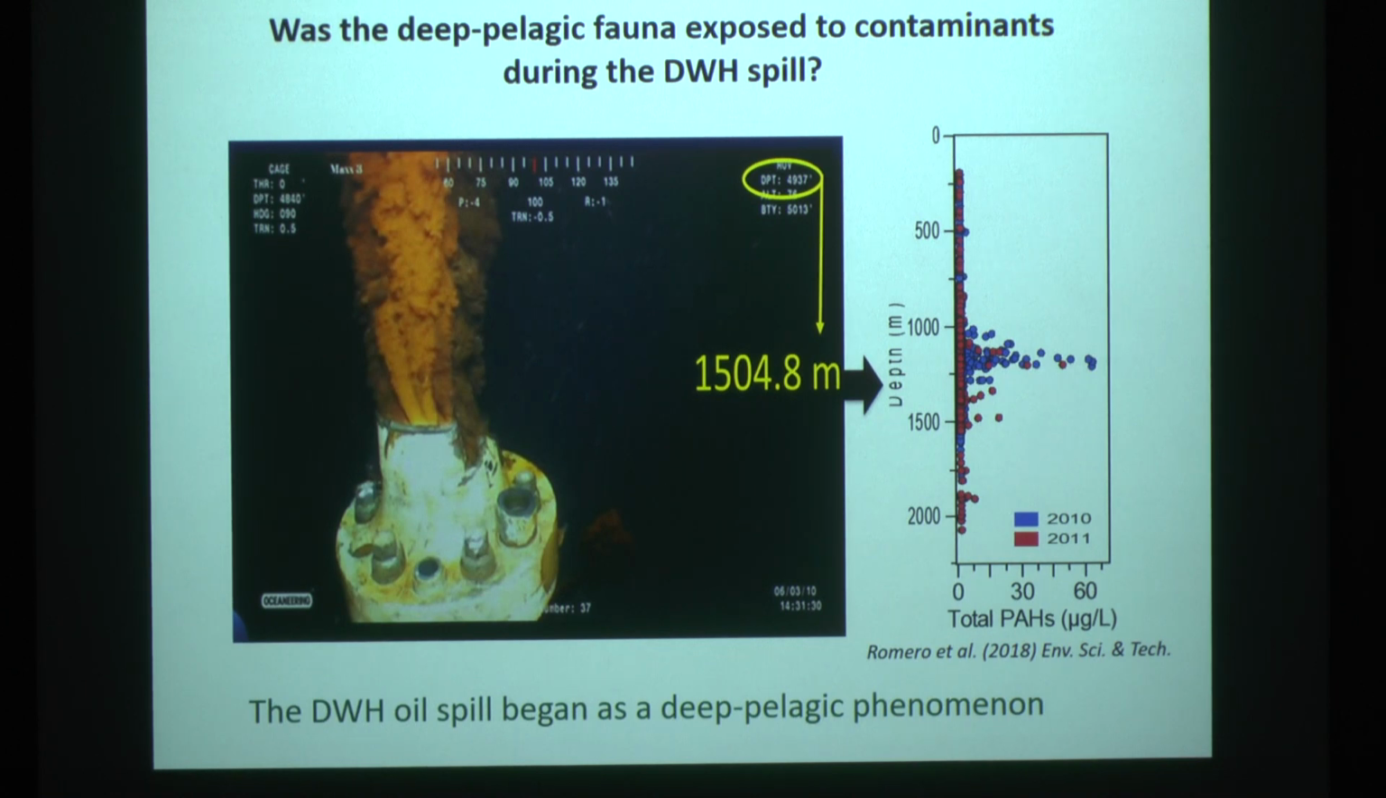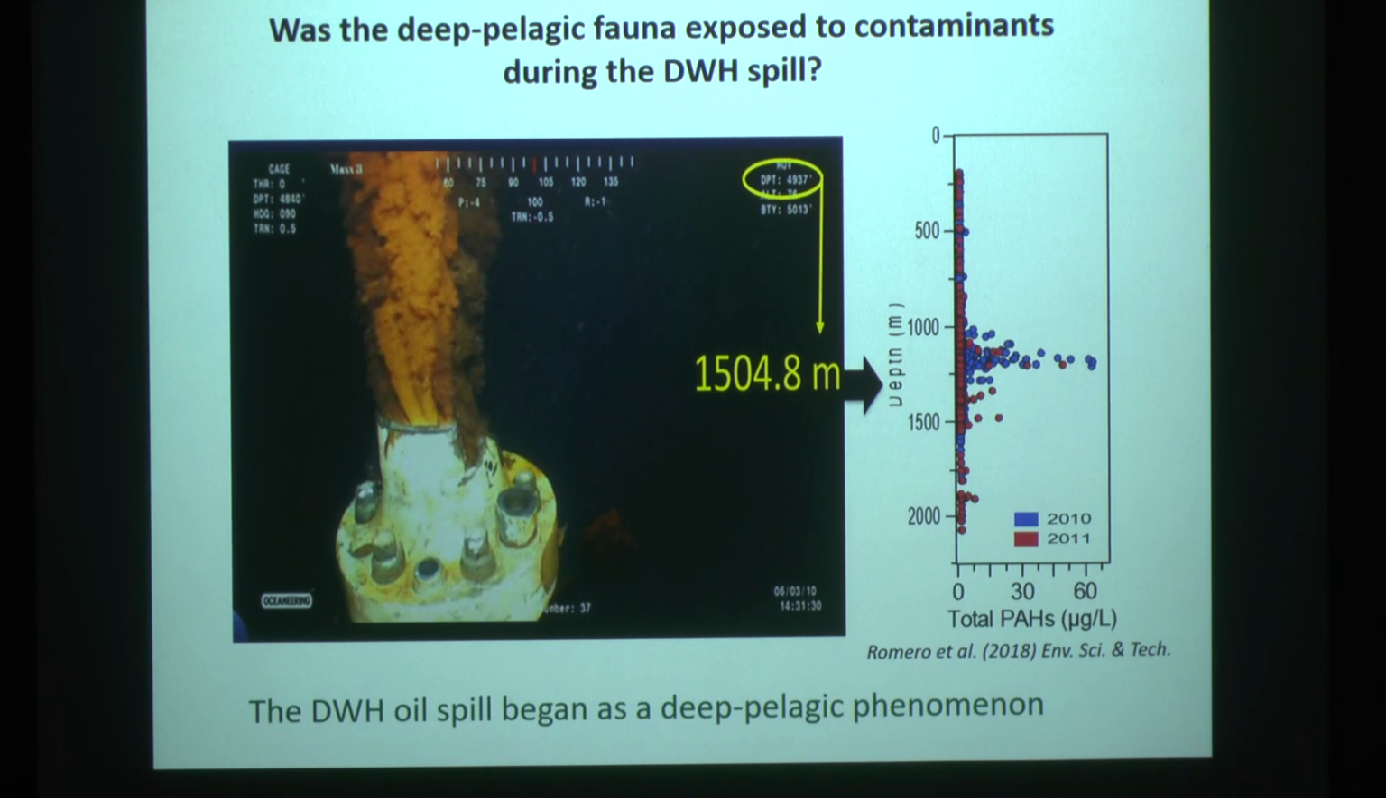And this is just to remind everyone that the Deepwater Horizon spill began as a deep pelagic phenomenon. And the profiles, these are PAHs, show that the whole water column was contaminated in 2010, shown in blue, especially at 1,200 meters where the deep plumes were formed. But also, which was very surprising from what we all thought, in 2011 we could still see high concentrations of these toxic molecules in the water column. We don't have more data after 2011 because people thought there's nothing else in the water column, so it's not worth it to even spend the money.